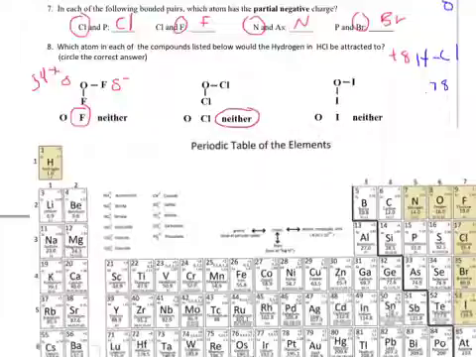So we need to figure out who has the partial negative charge. The partial negative charge goes to the atom with the higher electronegativity. So you notice iodine is 2.66, oxygen is 3.44. Oxygen has a higher electronegativity value, so oxygen is going to establish a partial negative charge. Iodine is going to establish a partial positive charge. And remember, opposites attract. So hydrogen being partially positive is going to be attracted to oxygen, which is partially negative. And therefore my answer in this case is the oxygen.